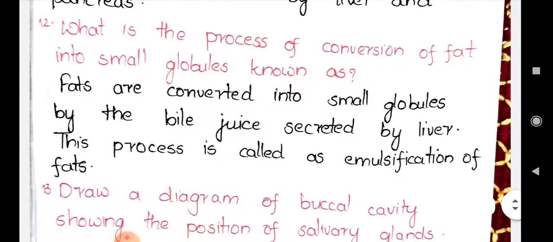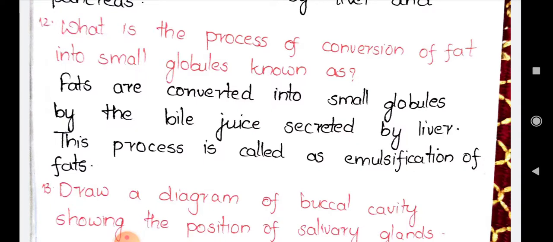What is the process of conversion of fat into small globules known as? This process is called emulsification. Here you can see the answer. Fats are converted into small globules by the bile juice secreted by the liver. We know that the liver does not have any enzymes; it releases a juice called bile juice. This bile juice helps in the conversion of fat molecules into small globules that can be mixed with the blood. That process of conversion is called emulsification of fats. So the answer is emulsification.